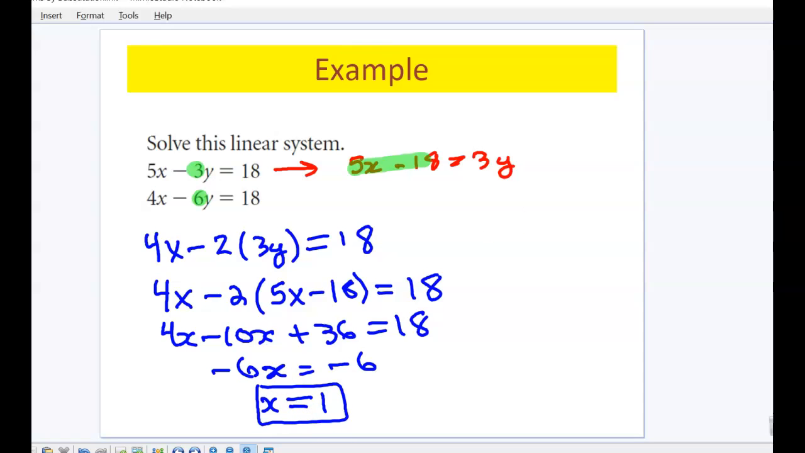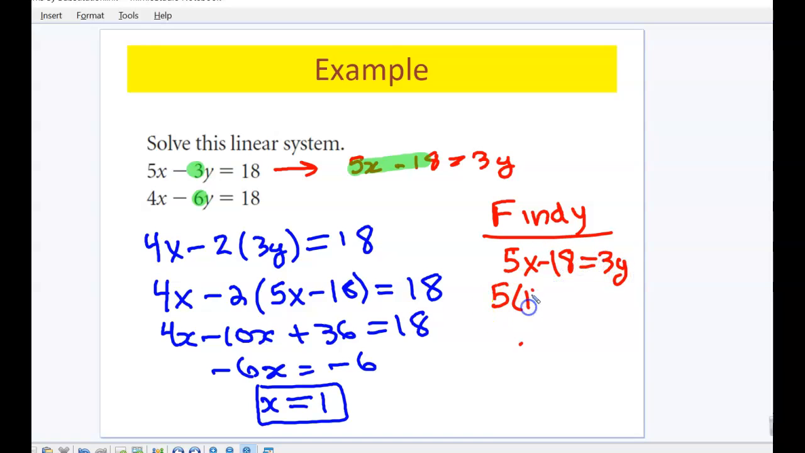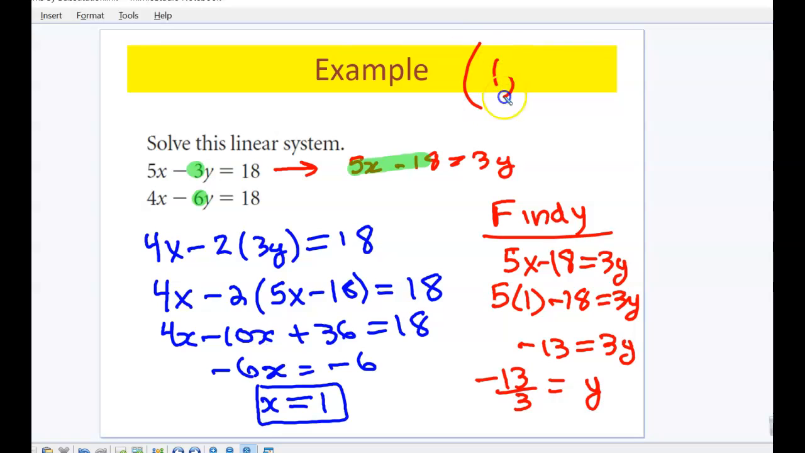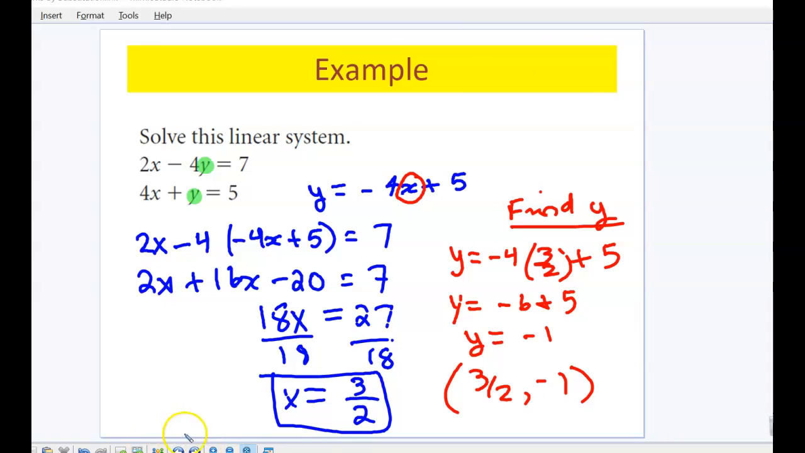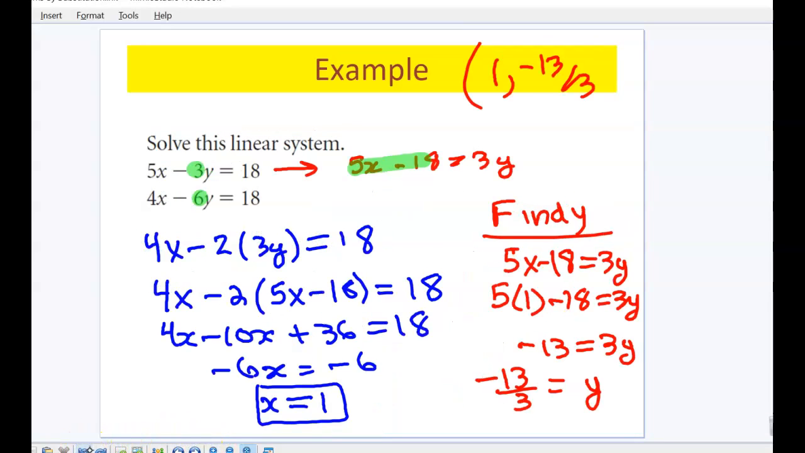So now that I've found x, I can go back and find y. So again, I'm going to use this equation up here that says 5x minus 18 is equal to 3y. So 5 times 1 minus 18 is 3y. So 5 minus 18 is -13, which is equal to 3y. And if I divide both sides by 3, I get y is -13 over 3. So my solution as a coordinate would be (1, -13 over 3).